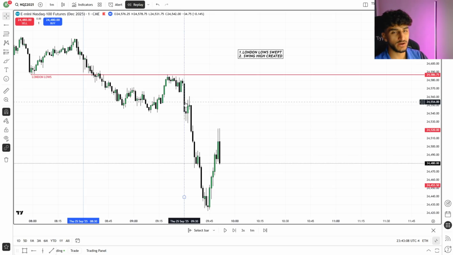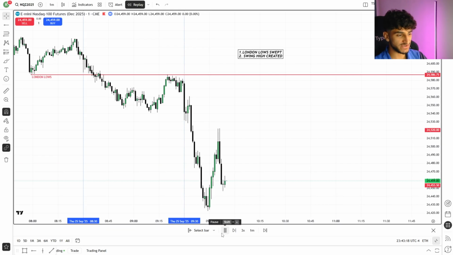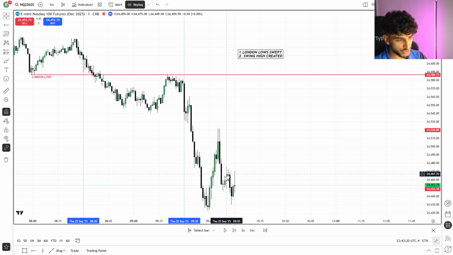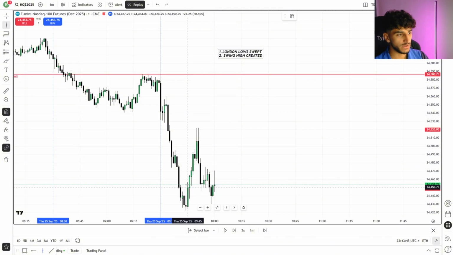Now obviously right now I'm going to be looking for a long, and in order for me to look for a long, I need a swing high to be created. So if we run the clip right here and see where we get that swing high, we get a swing high formed right here at 9:55, which is now inside of the macro, and our macro is from 9:45 to 10:15. That is going to be considered the first AM macro.